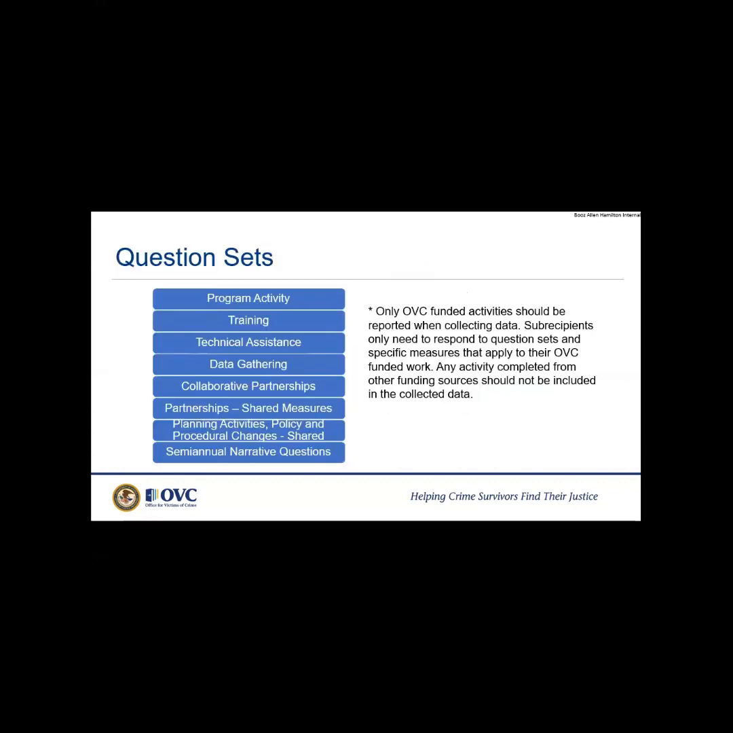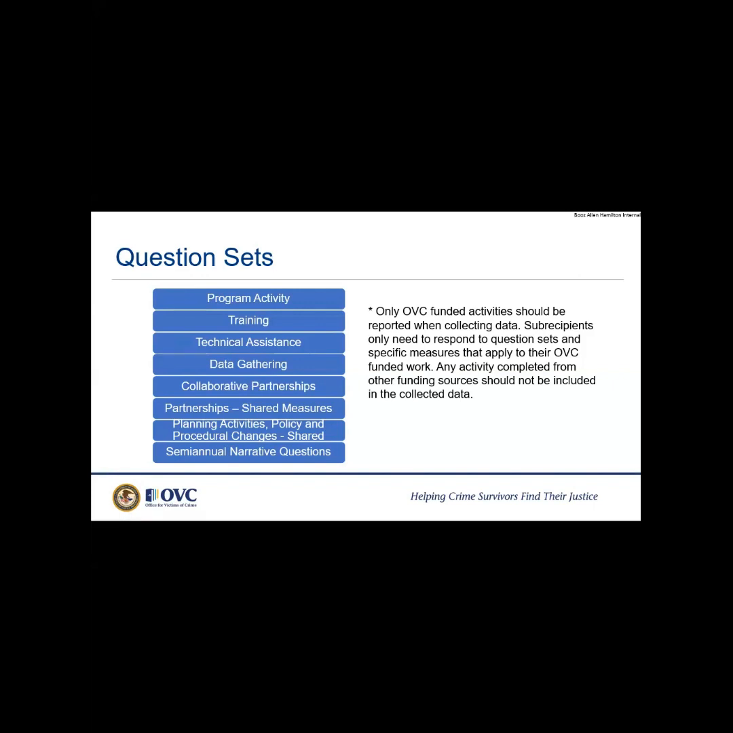Okay, so let's talk about your specific performance measures. OVC has general measures, different question sets that are assigned to different grantees across different programs. These specific question sets that you see on the screen here are the ones that are assigned to the Protecting Futures Award, and these are the ones that you all are responsible for. We have a lot more measures that we ask grantees to report on. However, you're only reporting on these specific measures as it relates to the work that you complete.